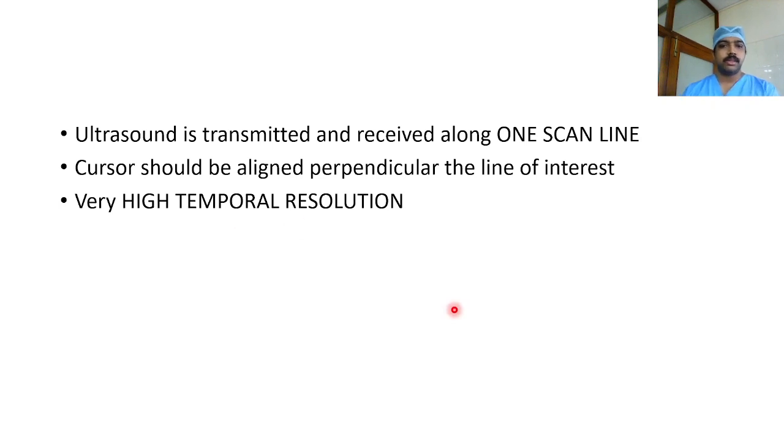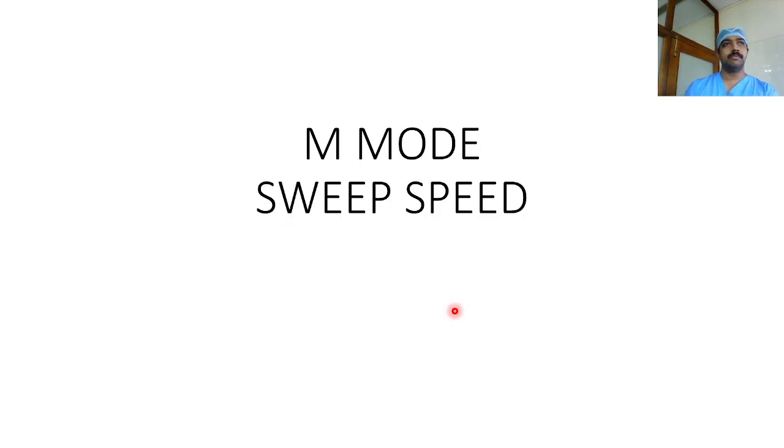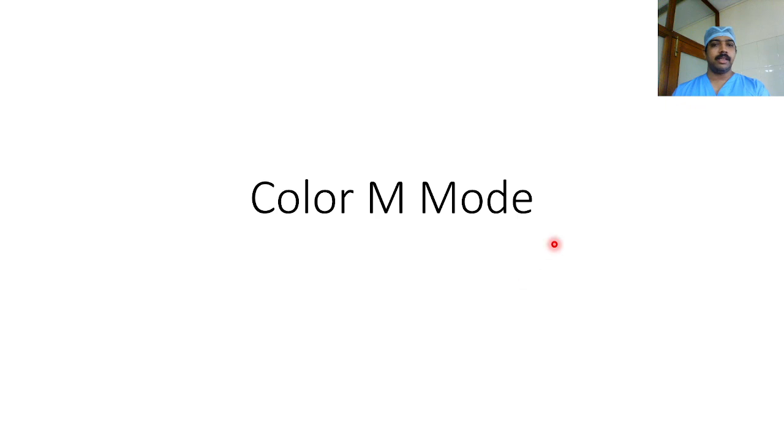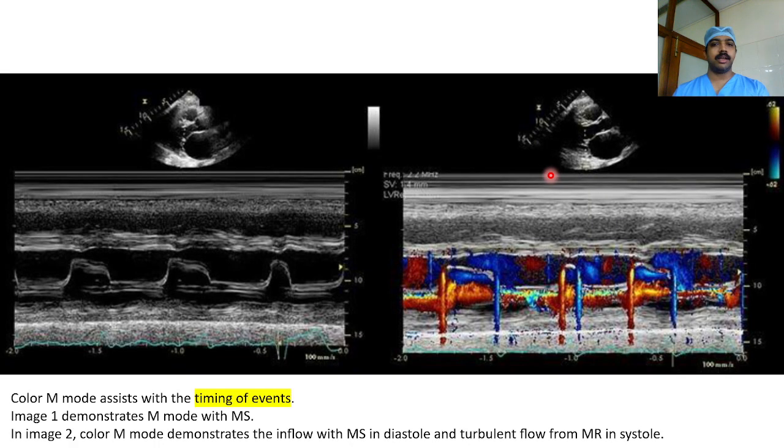So in M mode, the setting which we can change is sweep speed. If the sweep speed is kept low, we get more number of complexes, whereas if sweep speed is kept at 50, we get fewer complexes. And the other is color M mode. In color M mode, we can time the M mode with the events. This shows a color M mode image in mitral stenosis, and each event we can identify with color M mode.